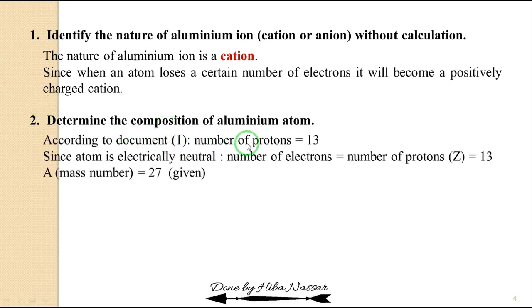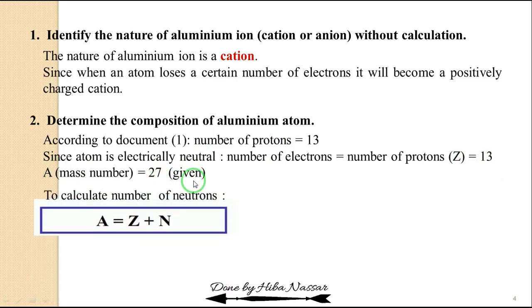According to document 1, number of protons is given. They are equal to 13. Since atom is electrically neutral, number of electrons is equal to the number of protons, which is equal to the atomic number, it's equal to 13. And you have the mass number A equal 27, it's given for you.